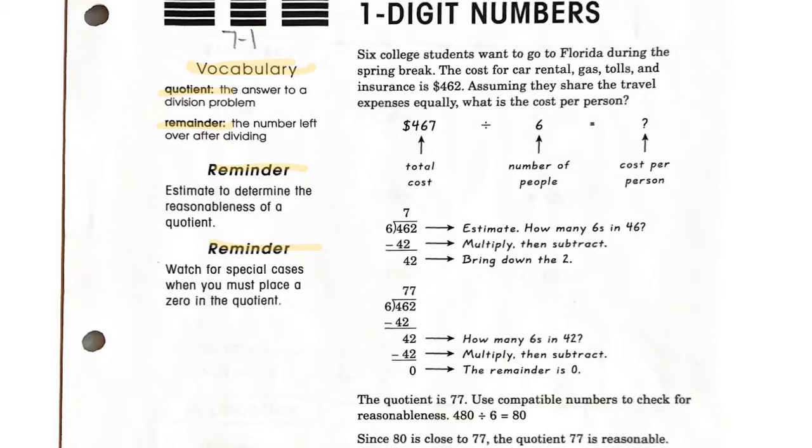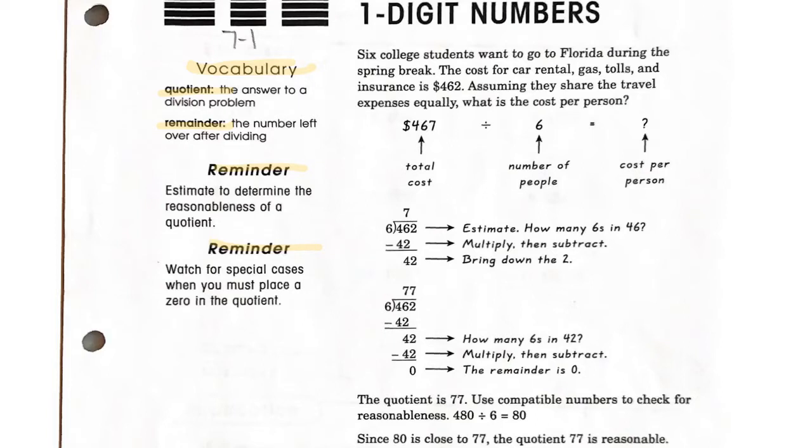6 college students want to go to Florida during the spring break. The cost for car rental, gas, tolls, and insurance is $462. Assuming they share the travel expenses equally, what is the cost per person? So we have our total. We're going to divide by the number of people and figure out what it costs.